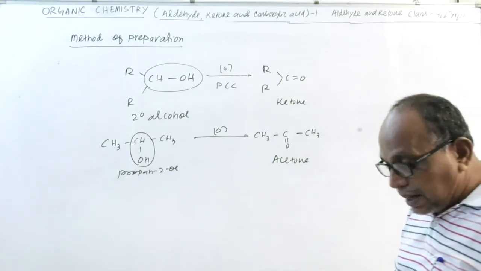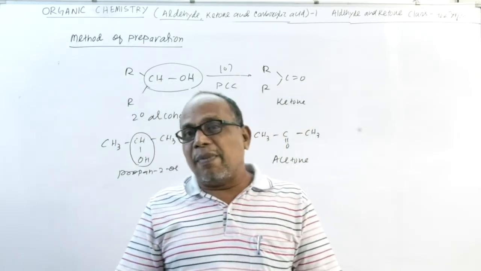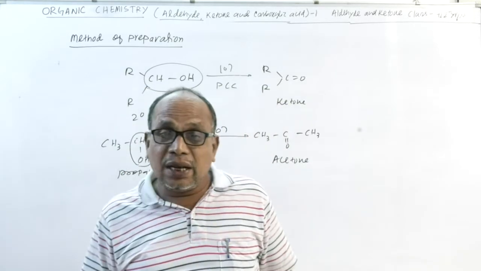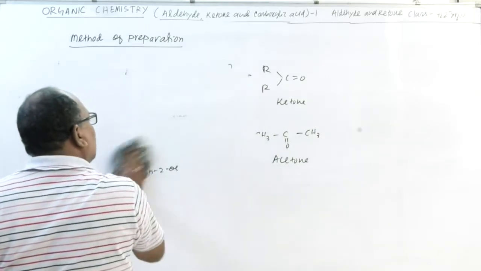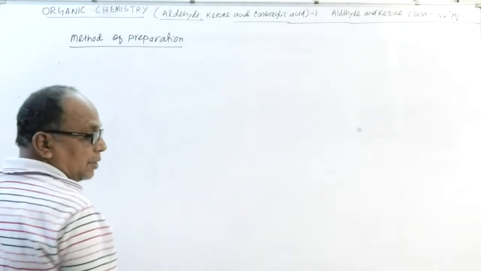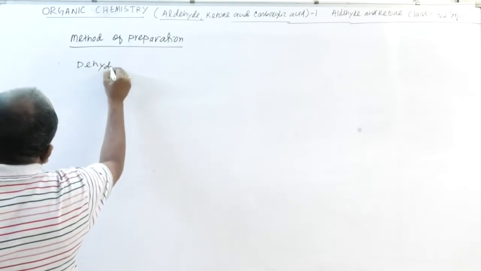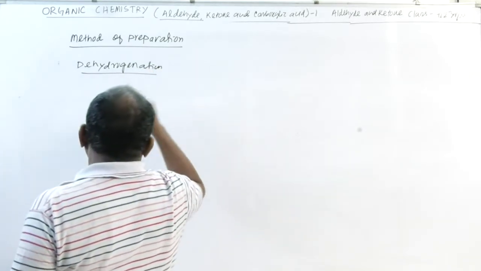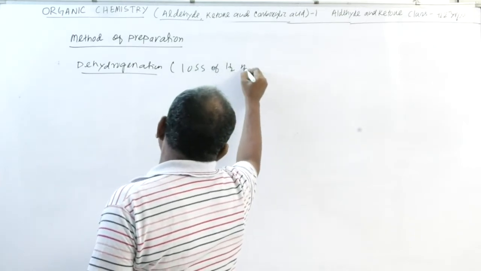Okay, students, these are the methods of preparation of aldehyde and ketone from alcohol. One method is the oxidation method. And another method, which I have already taught in your alcohol chapter, is dehydrogenation. Dehydrogenation means loss of a molecule of hydrogen.